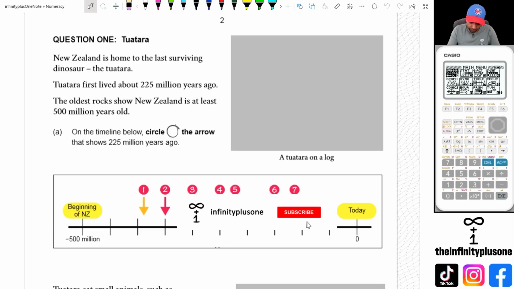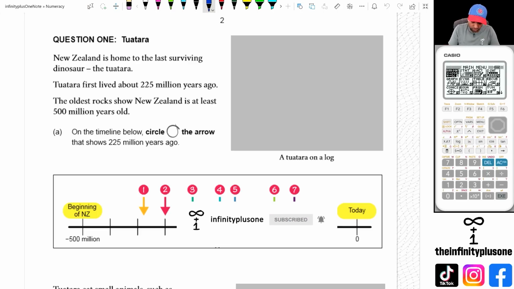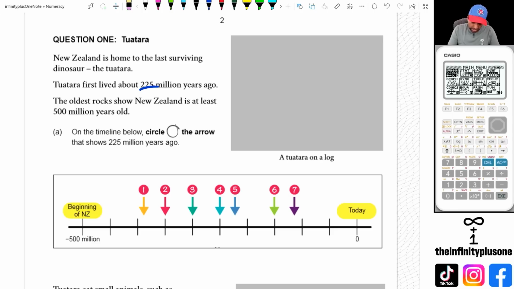Alright, so for the first question, what we've got here is a tuatara lived about 225 million years ago, and what we've been asked to do is circle the arrow that shows 225. Now, if you look at the scale here, we've got 0 to 500 million. And I guess we've got to try and figure out how many of each of these little lines. So I'm just going to count them out.